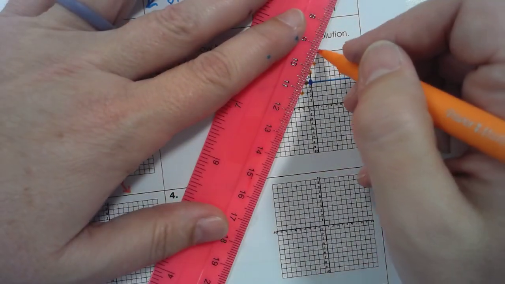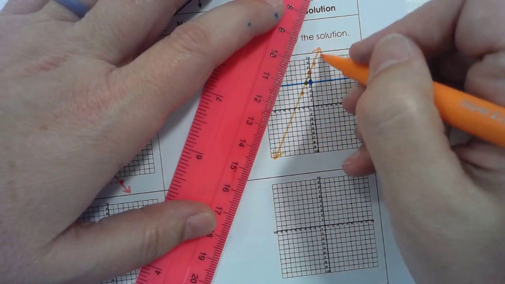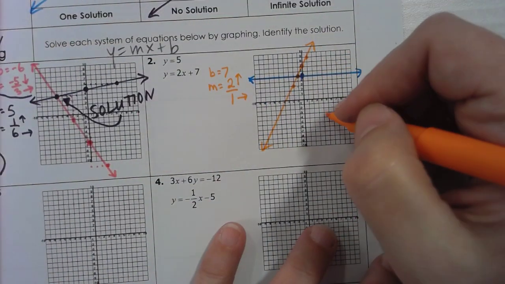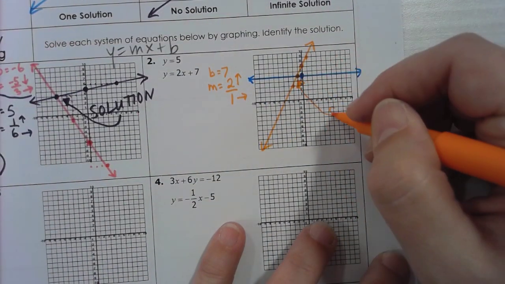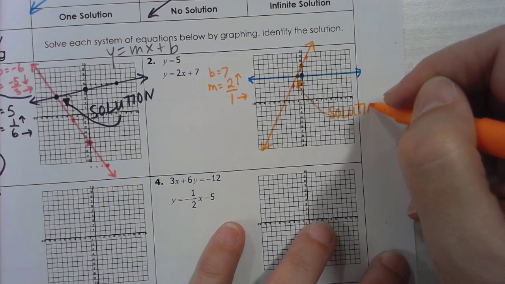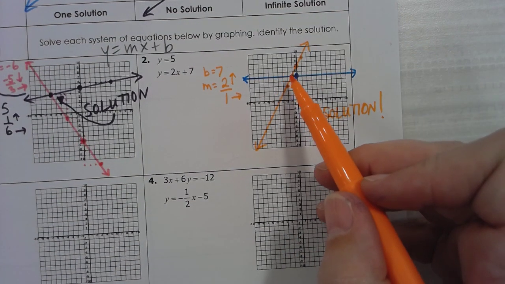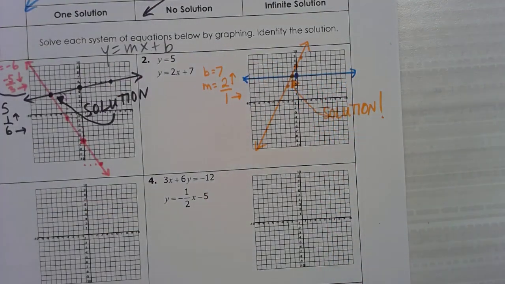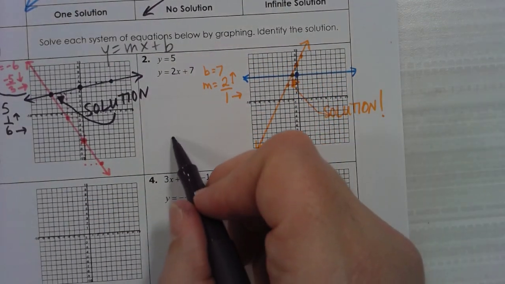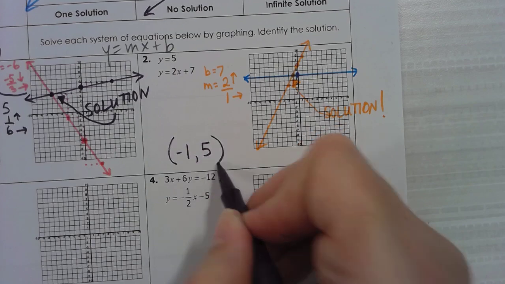So you're looking for that spot where they intersect. So what is that ordered pair right there where they meet? -1, 5? Has to have a y value of 5.